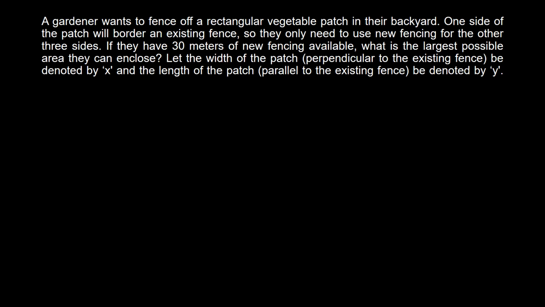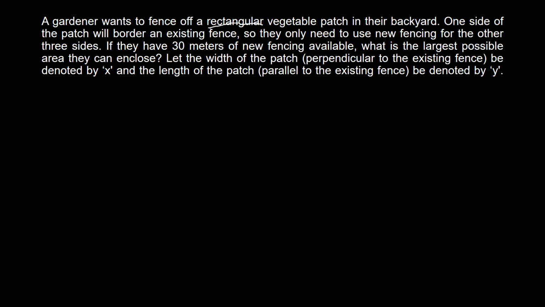So to answer this word problem, we need to understand clearly what the problem is all about and what the problem wanted us to do. First, it says we have a gardener and he wanted to fence off a rectangular vegetable patch. So we have the orientation of the patch, which is rectangular in nature. And one side of the patch has an existing fence already.